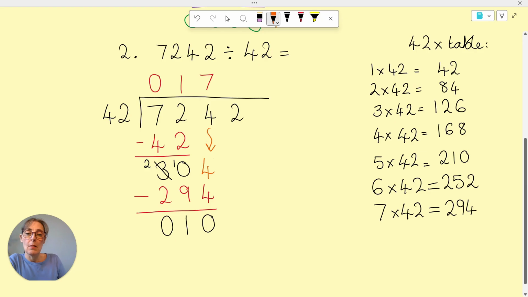Now we need to bring down the 2 and look at how many 42s fit into 102. So let's look down here, and it's going to be 2 lots, because 3 lots is too big. So it's going to be 2 lots of 42, which makes 84.